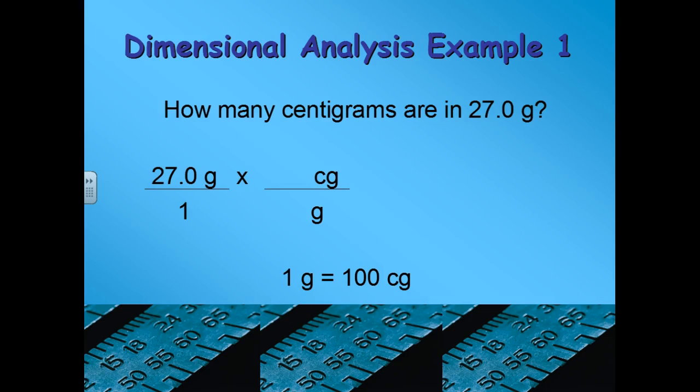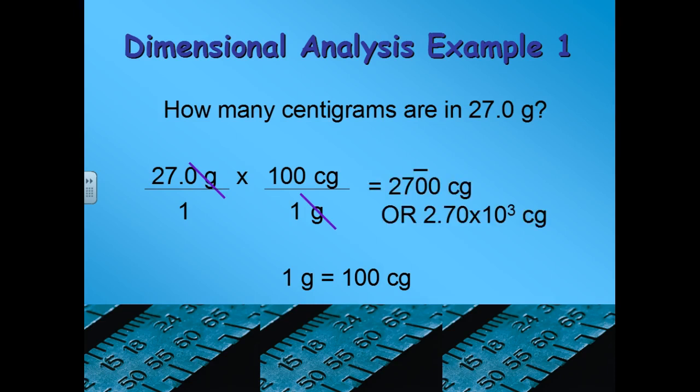If we look at that equivalent statement down here at the bottom, we see that there's 100 centigrams for every 1 gram. So the 1 goes with grams and the 100 with centigrams. At this point, my grams will cancel out, and I can multiply my numerator together, 27.0 times 100. I can multiply my denominator, 1 times 1, and then divide those two values. And that gives me 2,700.